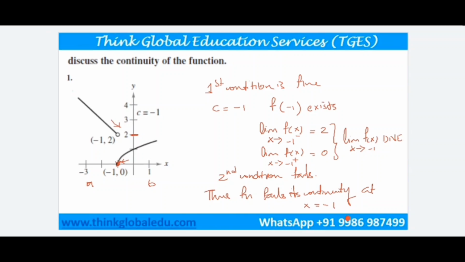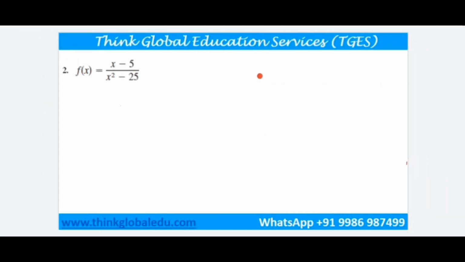Now let us look into another example. f of x is equal to (x minus 5) over (x square minus 25), and we need to discuss the continuity again. Here, if we look into the function, the denominator becomes 0 at x equal to 5 or -5, which means there is a chance of discontinuity at these two points. Looking for f of 5 or f of -5, we are not going to get a defined finite value, which makes this undefined. Thus the first condition fails for both of these points, and for every other point, it is defined.